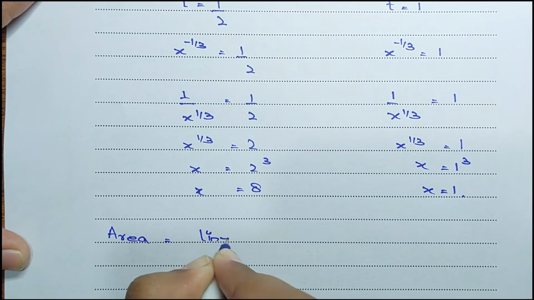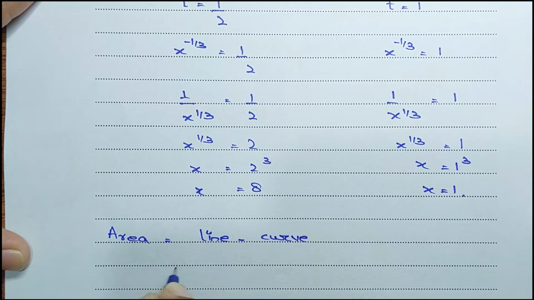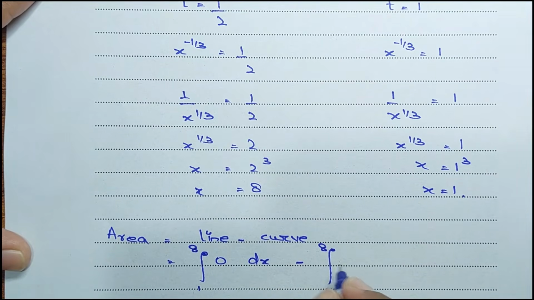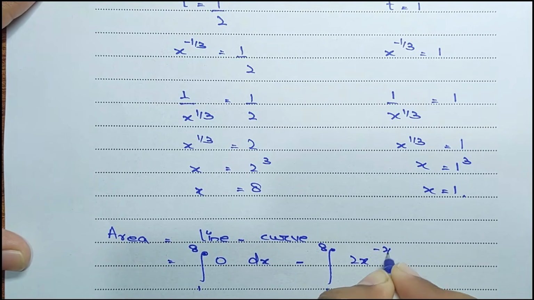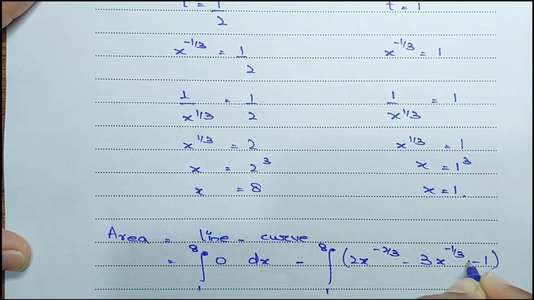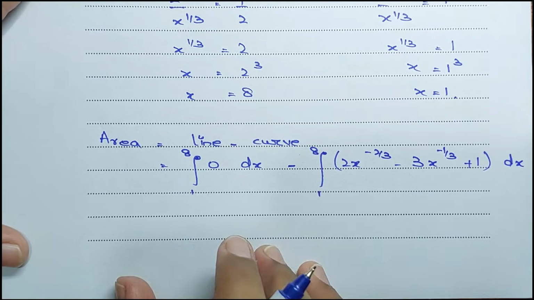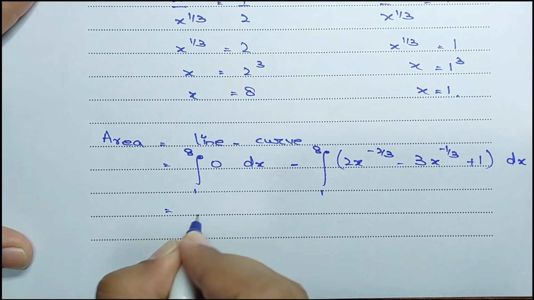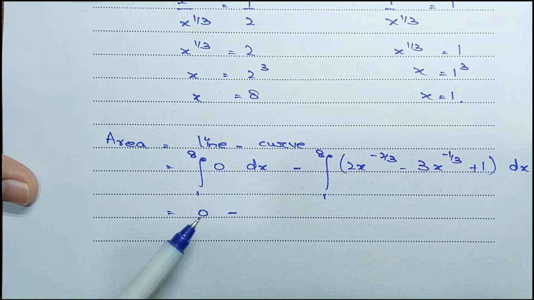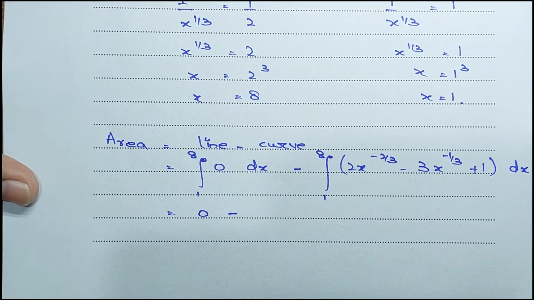is line minus curve. So integration of the line y equals to 0 from 1 to 8 dx, minus integration from 1 to 8 of the curve, which is 2x to the power of minus 2 by 3 minus 3x to the power minus 1 by 3 plus 1 dx. Okay, and we know that the integration of 0 is just 0. When we have a definite integral, the integration of 0 is 0, but when we have an indefinite integral, its integration is just a constant. Let me apply the integration.